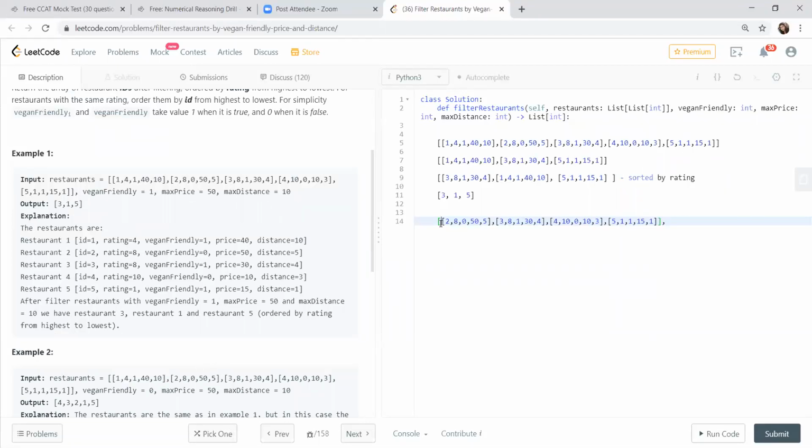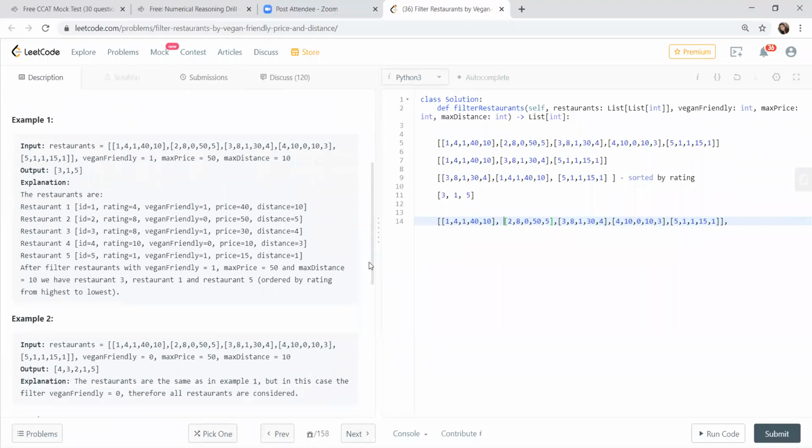Because if it is like vegan only, then we need to pick those. If it is non-vegan, then a non-vegan person can maybe use the vegan option and the non-vegan option too. Yes. So max price includes all these because it's 50, so it covers all these. And max distance is 10, which is also included in that.